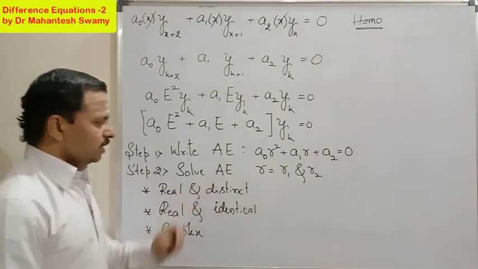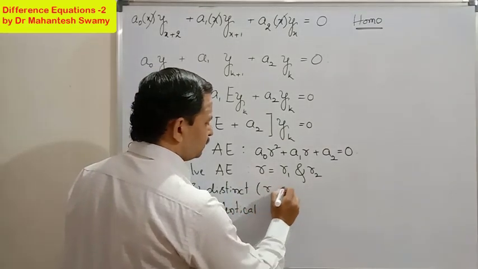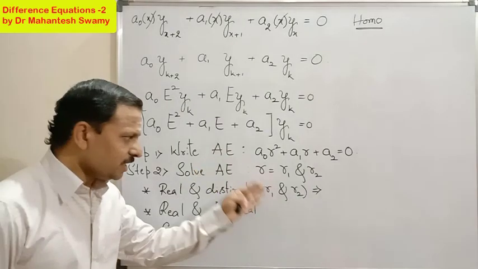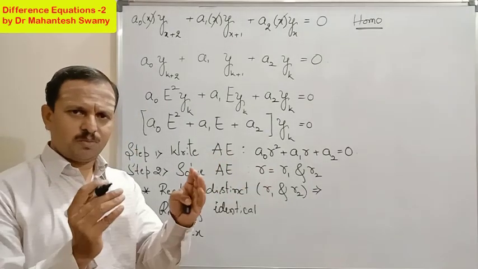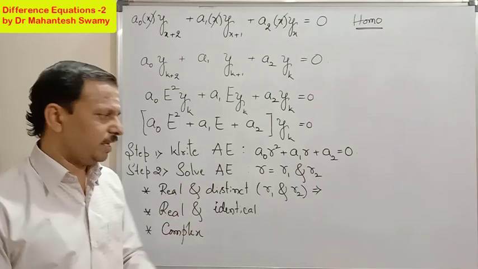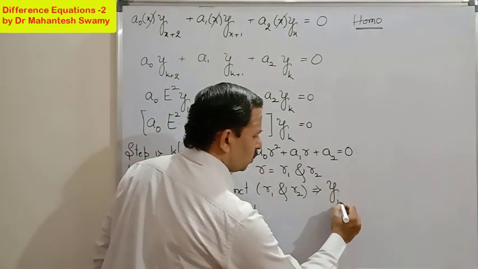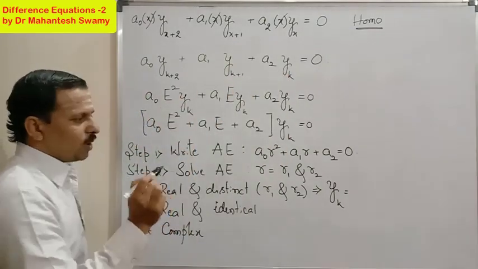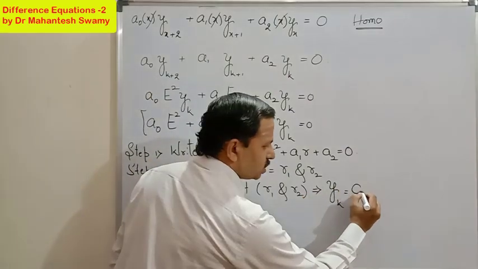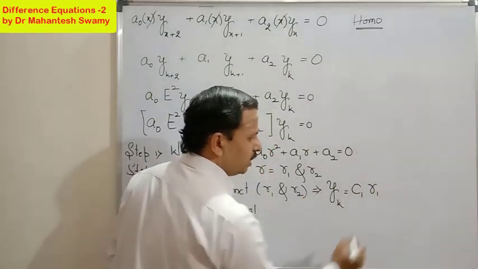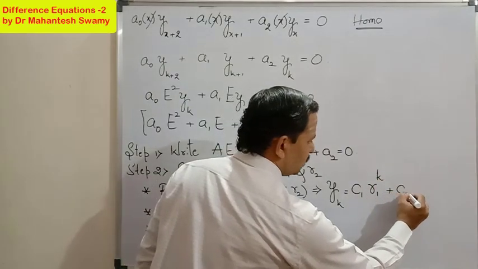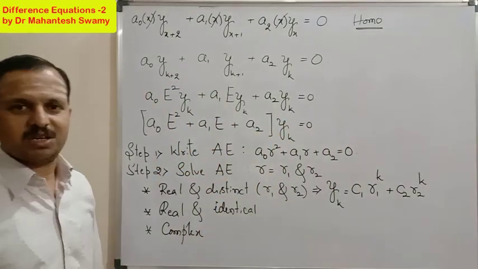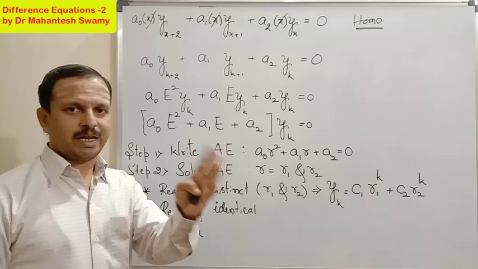In the first case, if the roots are R1 and R2, and they are different, then by looking at the nature, directly we can write the general solution. This is the most important technique. We are writing the general solution directly. So how? yk, which is the unknown of the difference equation. So yk is equal to the arbitrary constant c1 into the first root r1 to the power k plus c2 into r2 to the power k. This is the required general solution of the given difference equation in the first case, that is, if the roots are real and distinct.